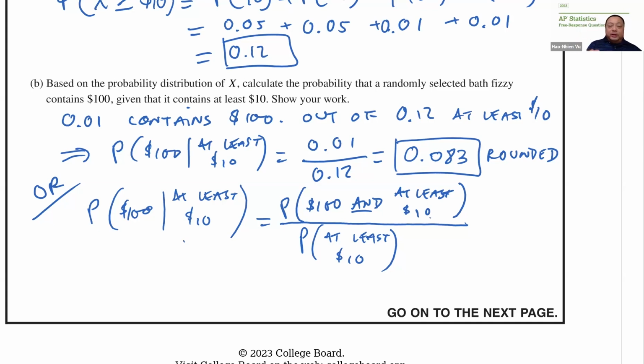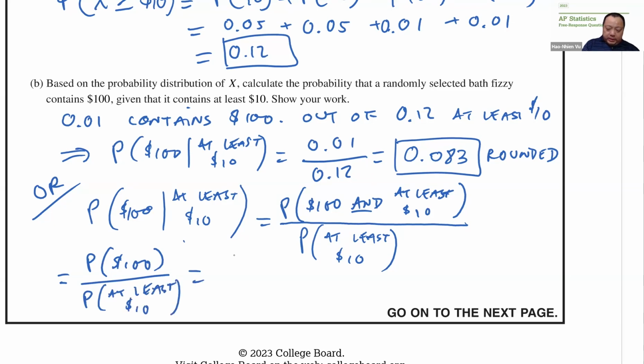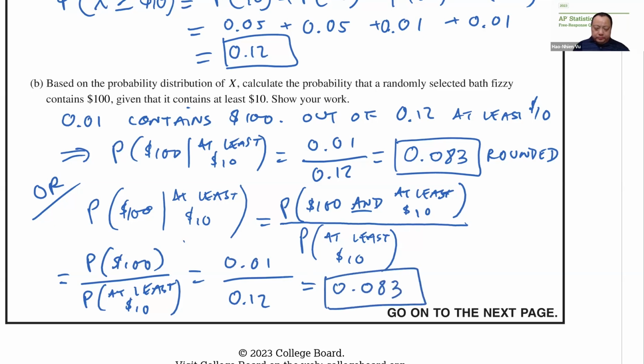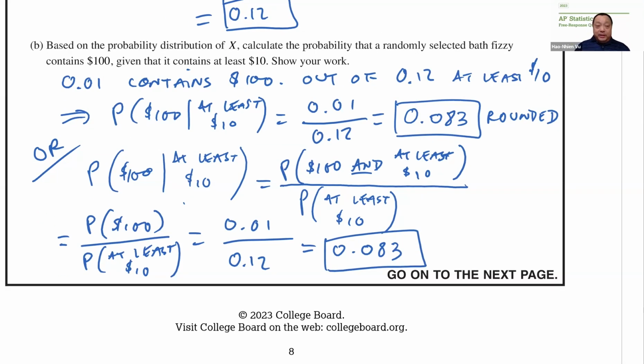Well, to be 100 and to be at least 10 is just 100, because once you are 100, you are at least 10. So this is actually the same as probability of 100 divided by probability of at least 10. And therefore, we have 0.01 divided by 0.12. That would be the second solution using the formula. I think if you're using this formula, the risk is that you're calculating that as multiplying the two of them together, and you're going to end up getting the wrong answer.